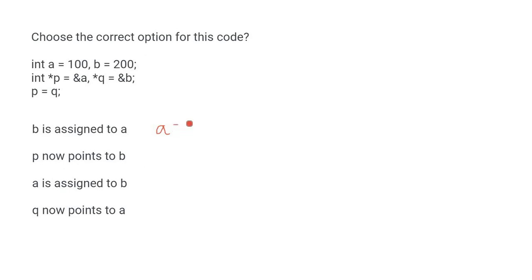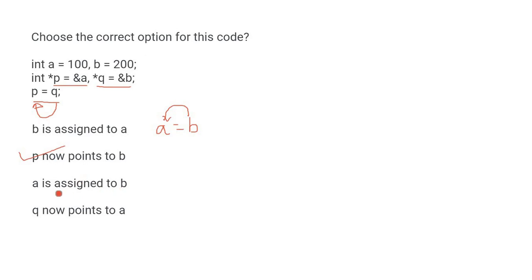If we would have done a equals b, that would mean that b is assigned to a, but here it is not the case. P points to b. Is that correct? I think it is. See, q is pointing to b, we know that. After p equals q, the value of q will be stored in p. That means the address of b will also be stored in p now. So now pointer p will start pointing towards b. That means this option is correct.